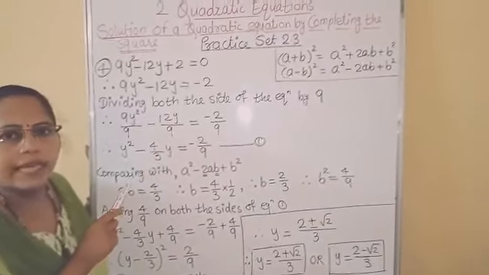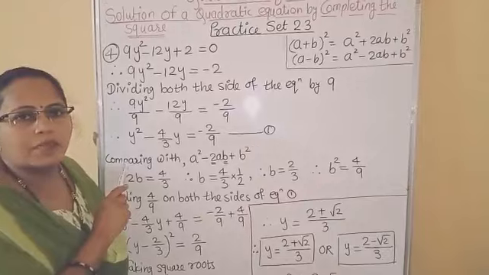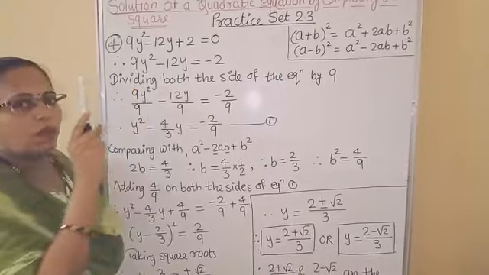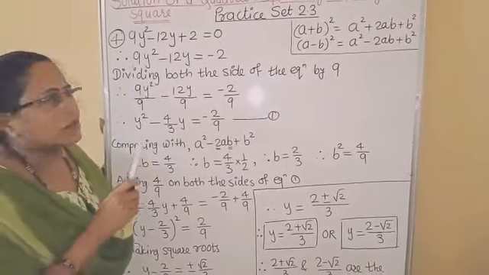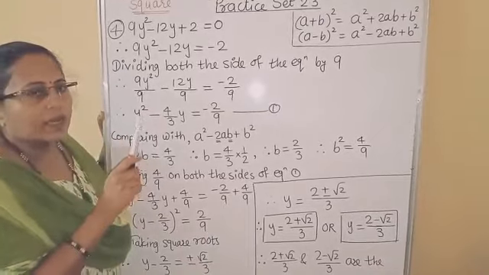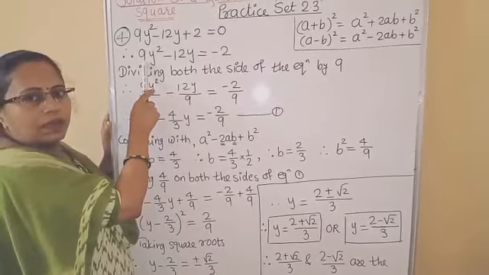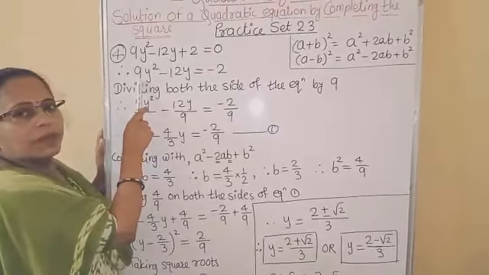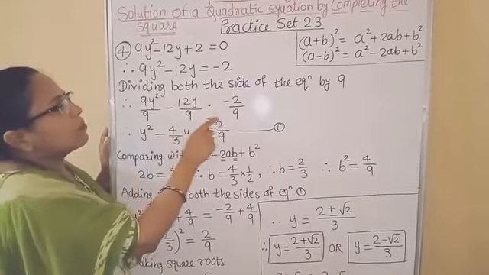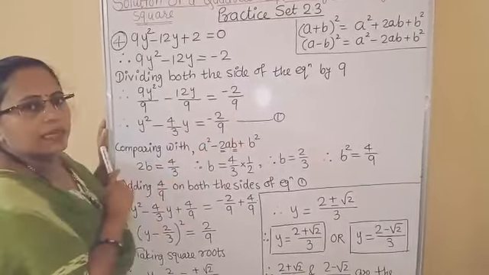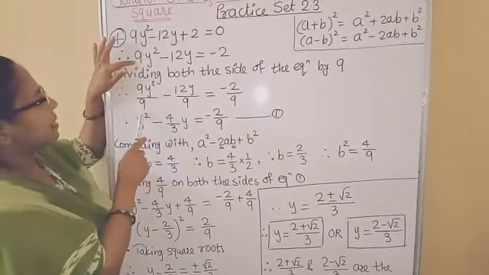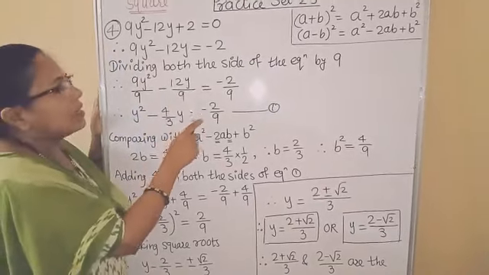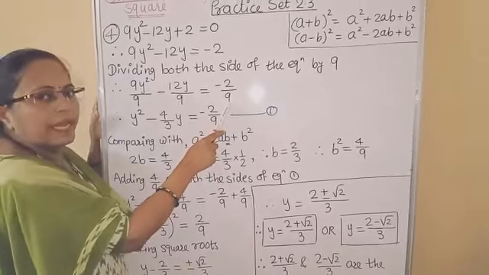Now student, while solving the example using completing square method, remember that first term coefficient should be 1. Always the first term coefficient must be 1. If it is greater than 1, then we have to divide the equation by that coefficient. So here the coefficient of first term is 9. So we will divide both the sides of the equation by 9. First term 9y square divided by 9 minus 12y divided by 9 equal to minus 2 divided by 9.